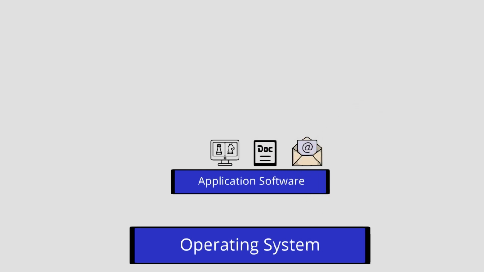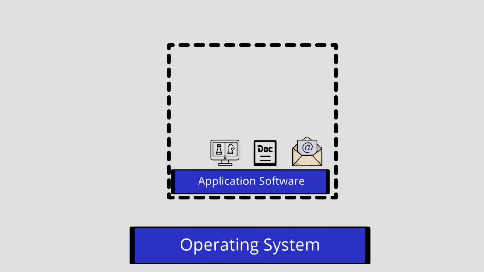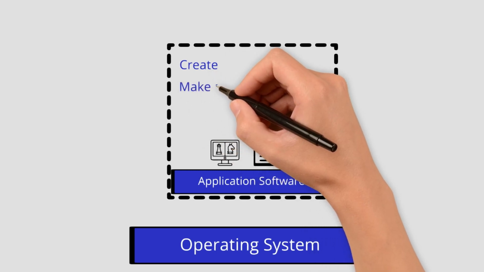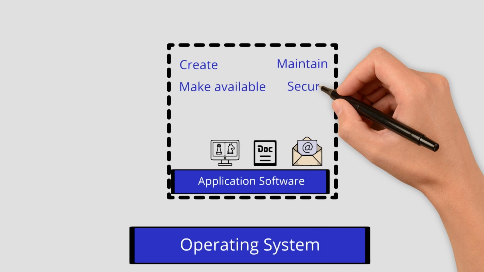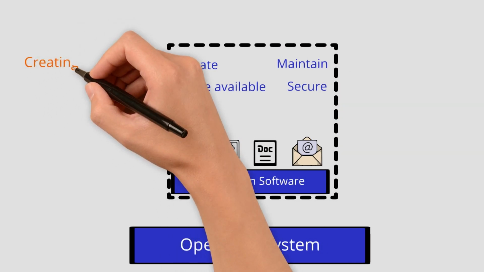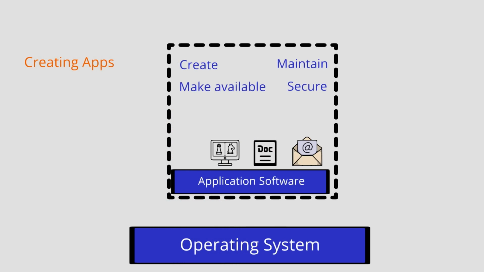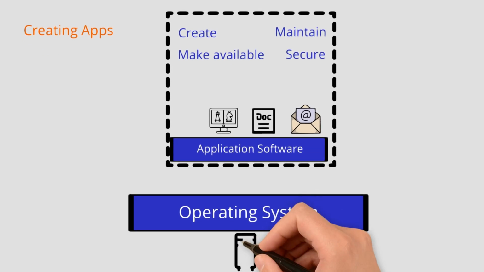Okay, this is what we are interested in. Most of the work today in the computer world revolves around application software. How to create the application software, how to make it available to people, how to maintain it, how to secure it, and so on. Let's start with how to create it. What do we actually have to create? We have to build something that tells the computer what to do.